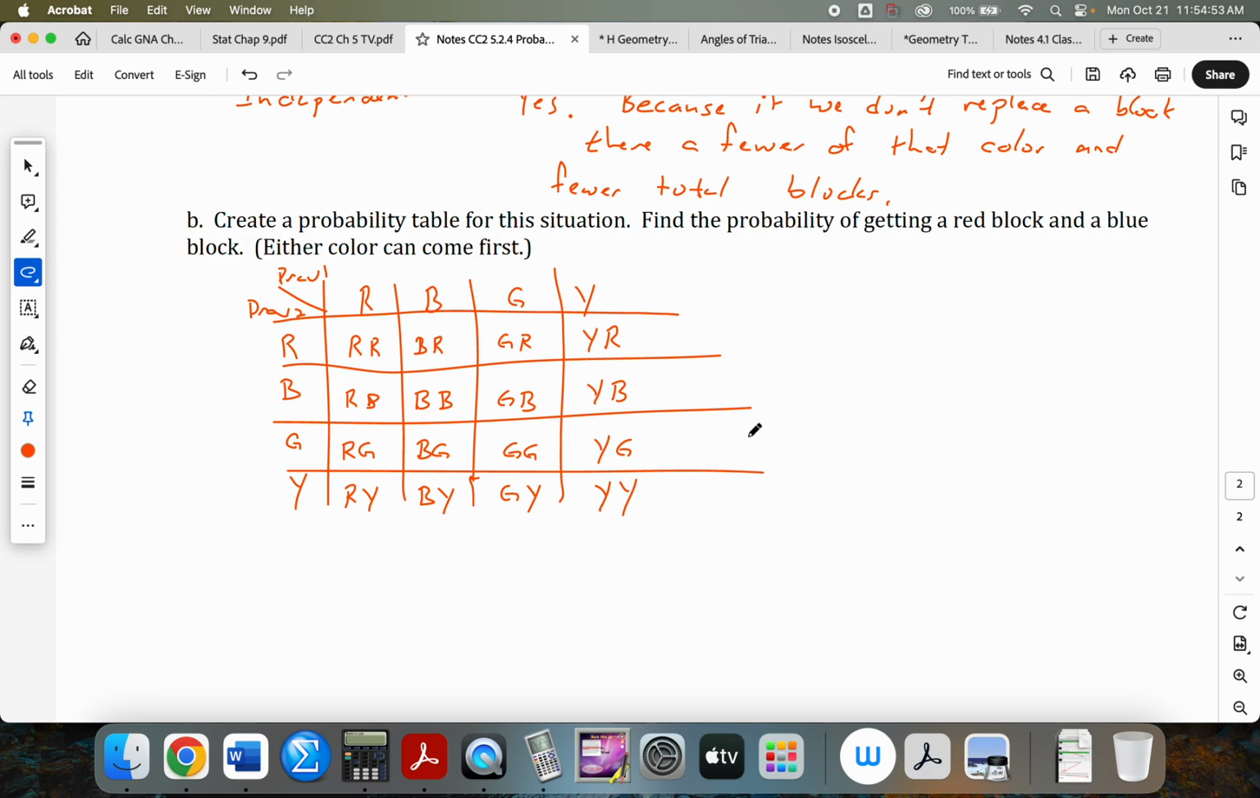So how many total do we have? There's 16. So the probability of getting red, blue, or blue, red, because they said the order doesn't matter. Let's see, red, blue, blue, red. There's just 2 of those, right? It's 2 out of 16. It's a 1 out of 8 probability.